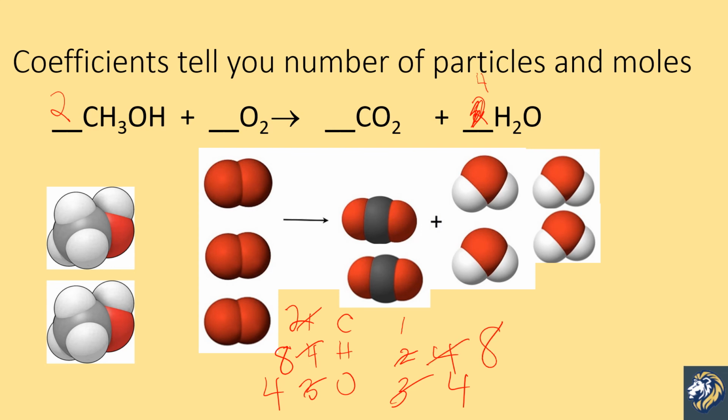8 hydrogens. And I have 4 plus 2 is 6 oxygen. But I also only have 1 carbon, so I need another carbon. So now I have 2 carbons. And then 4 and 4. 4 and 4 is 8 oxygens. But I don't have 8 oxygens over here. I have 2 plus 2 is 4. So if I put a 3 here, that'll give me 6 plus 2 is 8. Now it's balanced because my numbers add up.